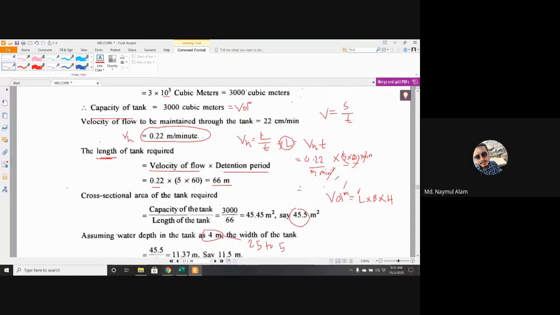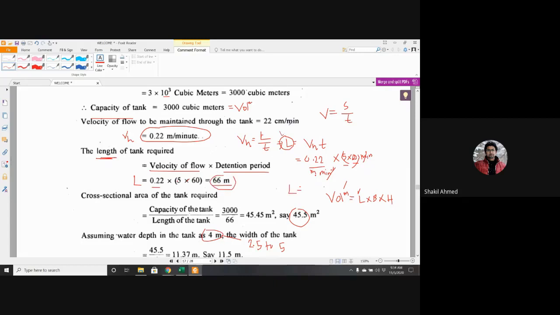VH is equal to L by T. From there we have determined L. VH equals L by T. From here we determine L. So this L is 66 meters here. L, so 66 meters.